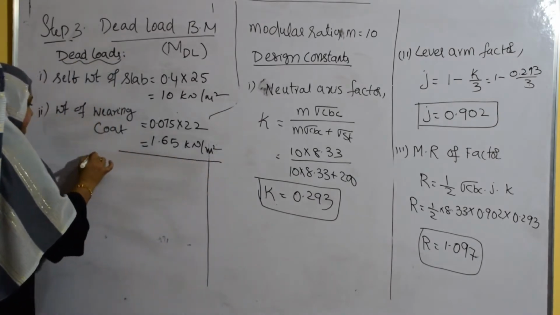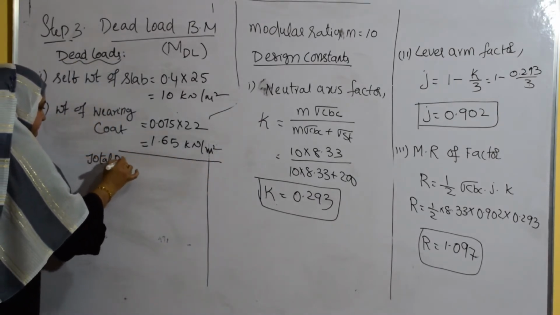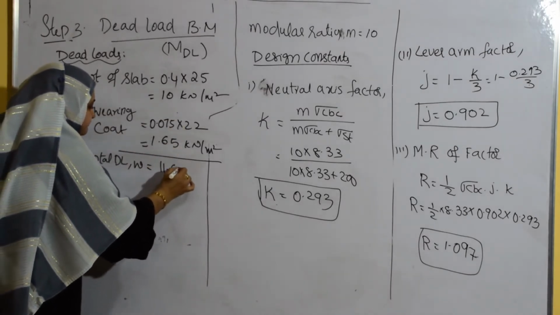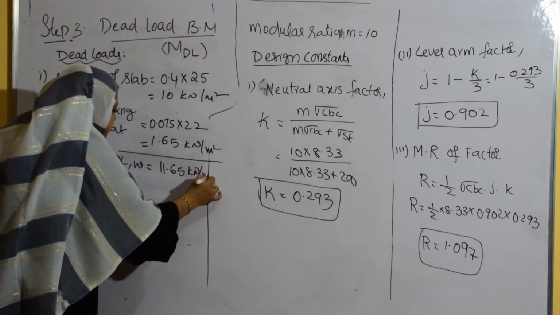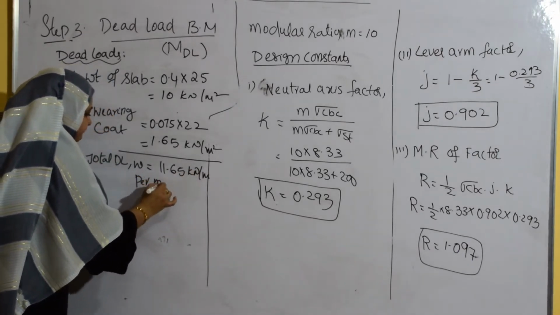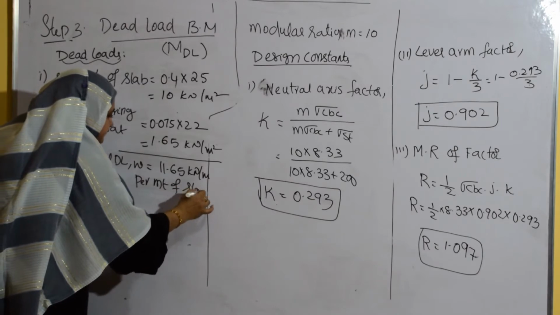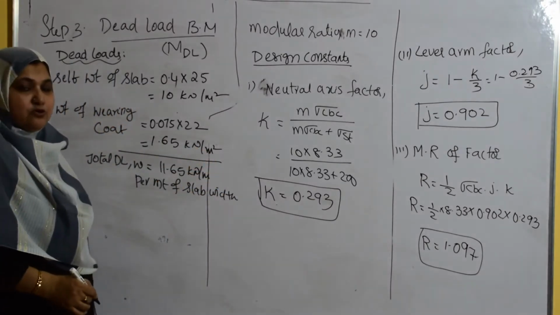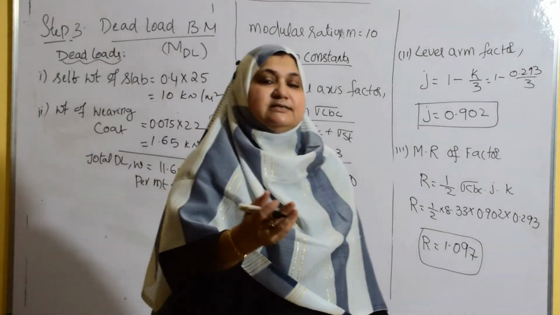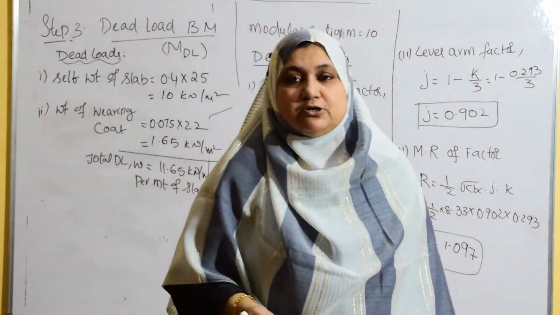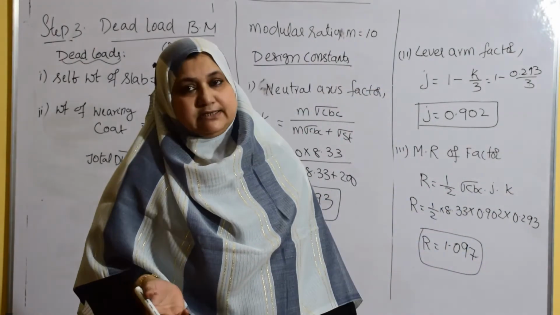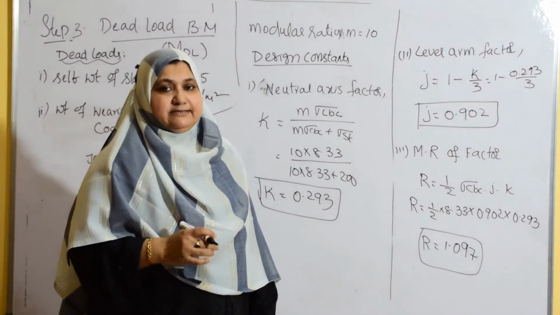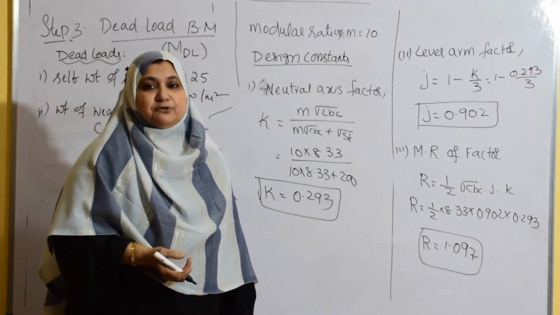So total dead load, which I am representing as W, is 10 plus 1.65, that is 11.65 kilonewton per meter width of slab. So this is the dead load. You know how to find the bending moment: because it is a simply supported slab resting on two supports, the bending moment will be maximum at the center, whether due to dead load or live load.